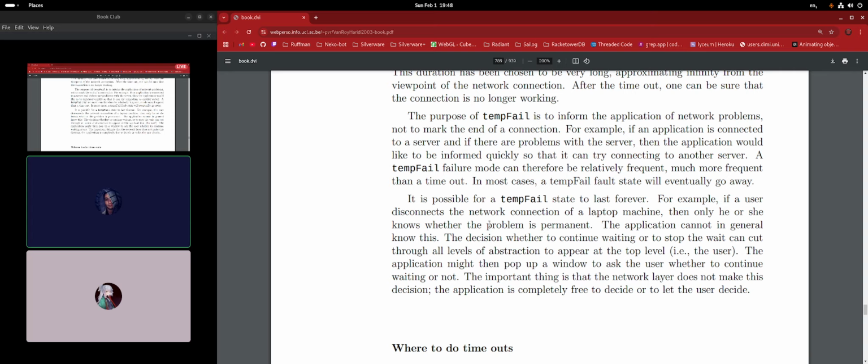If a user disconnects the network connection of a laptop, then only he or she knows whether the problem is permanent. The application cannot in general know this. This decision whether to continue waiting or to stop the wait can cut through all levels of abstraction to appear at the top level. The application might then pop up a window to ask the user whether to continue waiting or not. The important thing is that the network layer does not make this decision. The application is completely free to decide or to let the user decide.